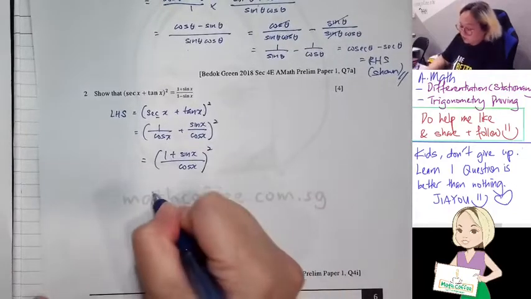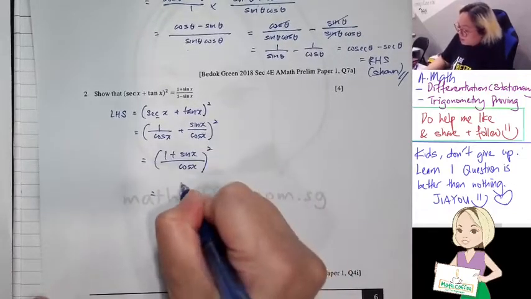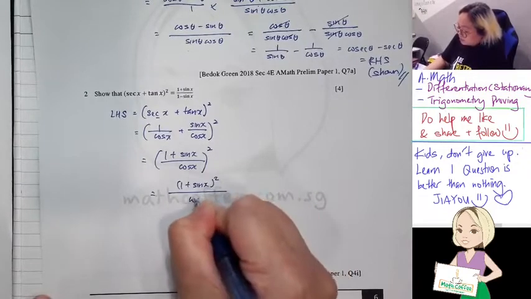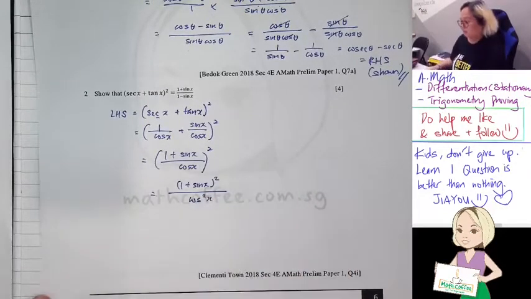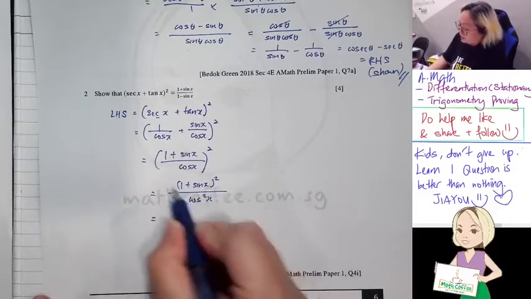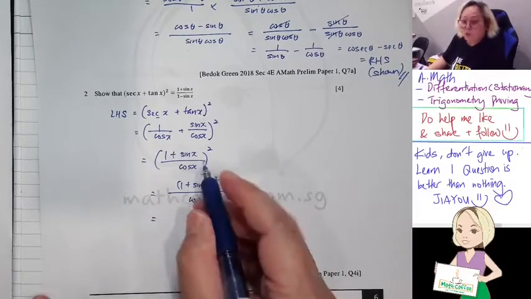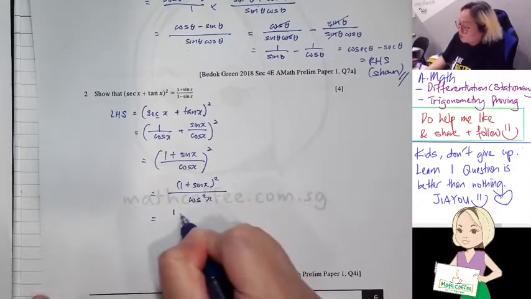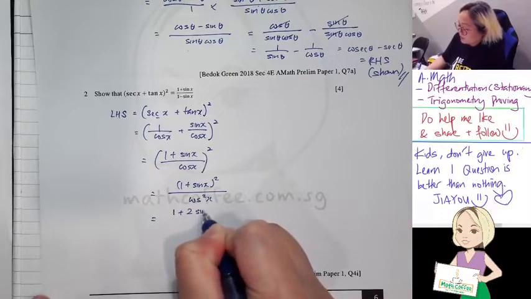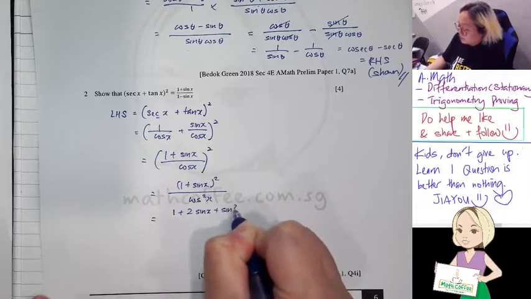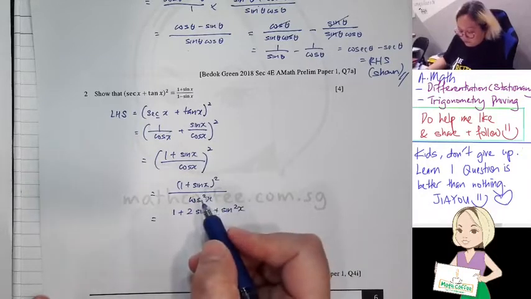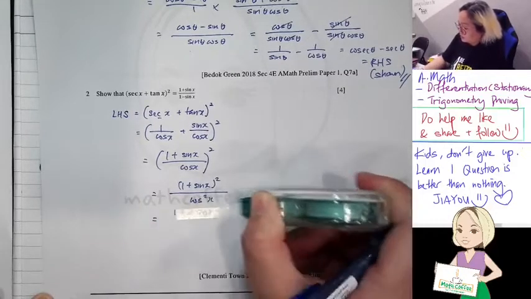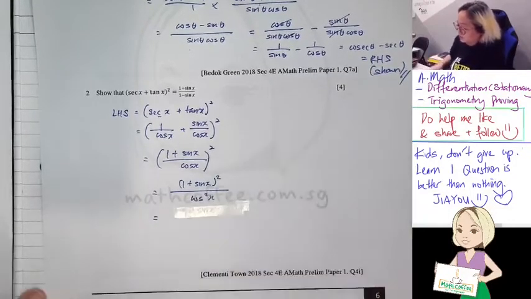Okay, so let's do this. It will become 1 plus sine x squared over cosine square x. So I will open up this one. This is a plus b squared, so it's a squared plus 2ab plus b squared. Actually, no need. This one I shouldn't expand. Okay, this one just keep it in this form. I shouldn't expand this one, just keep it.